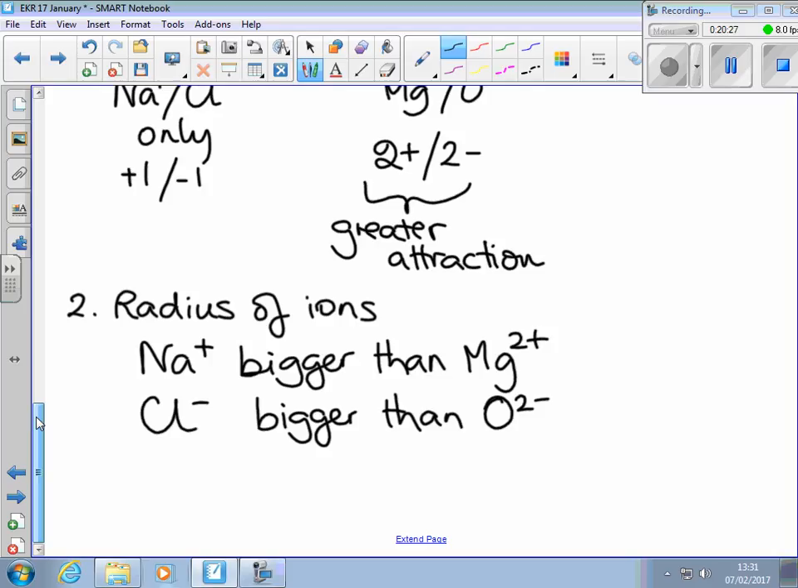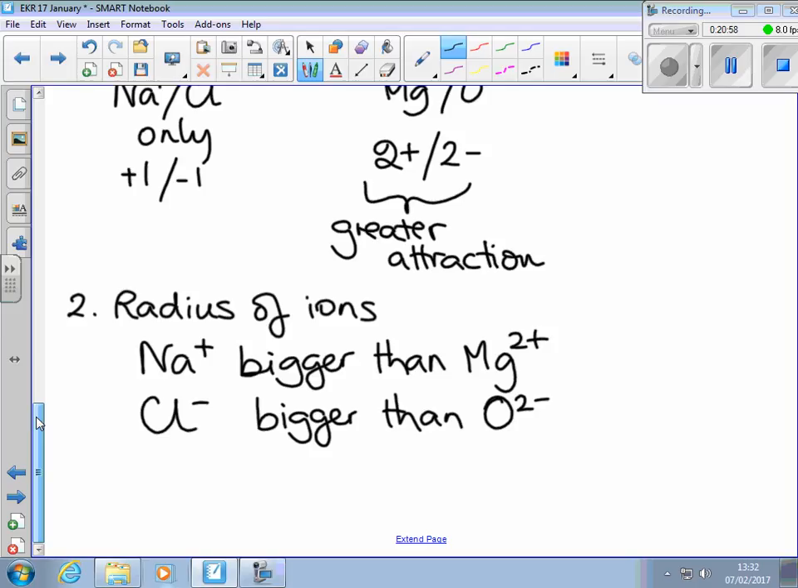What's going to happen as you go down group 1 to the size of the ions? They're going to get more shells, so they're going to get bigger. Yeah, so the ions will get bigger as you go down a group. And if you went down the halides, the halogens, you've got the same pattern as you go down the groups.